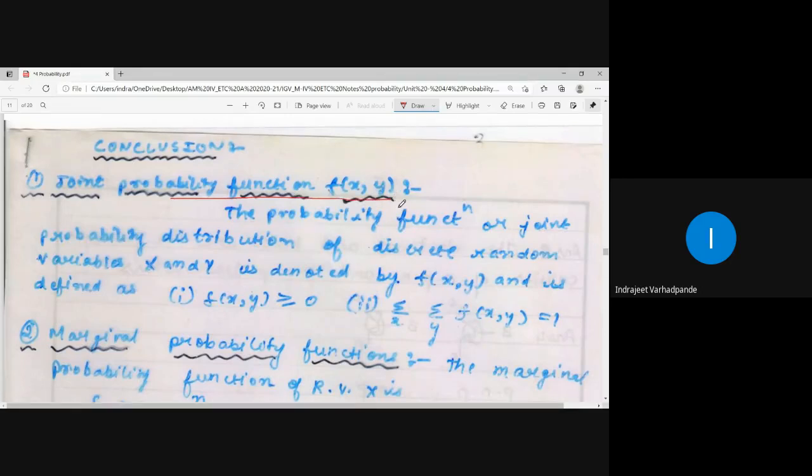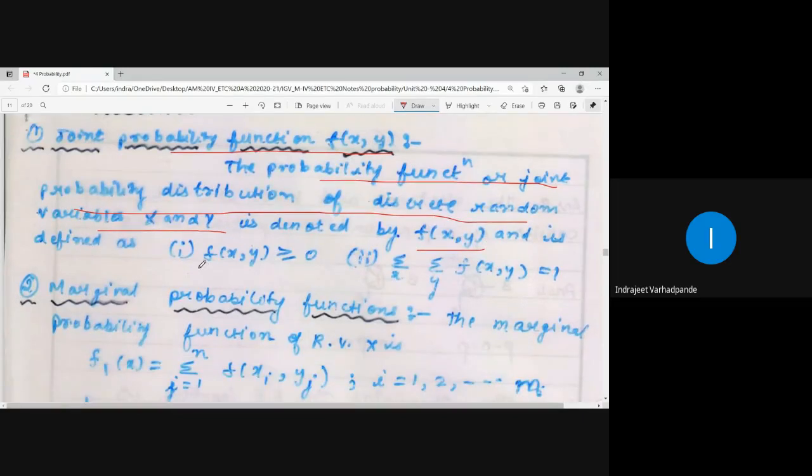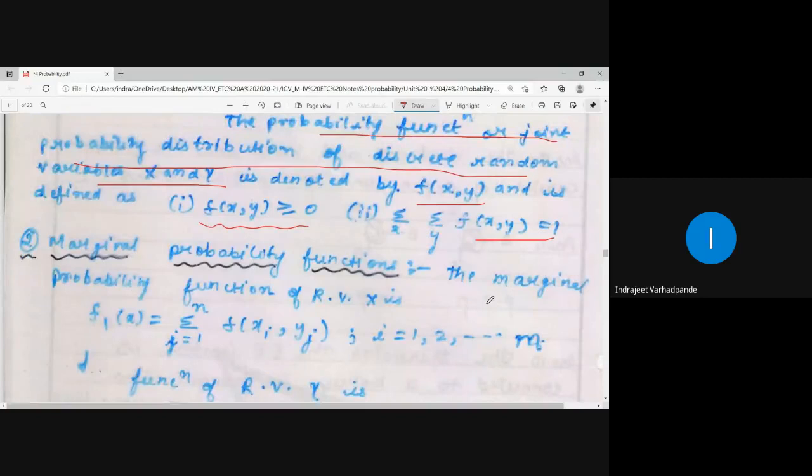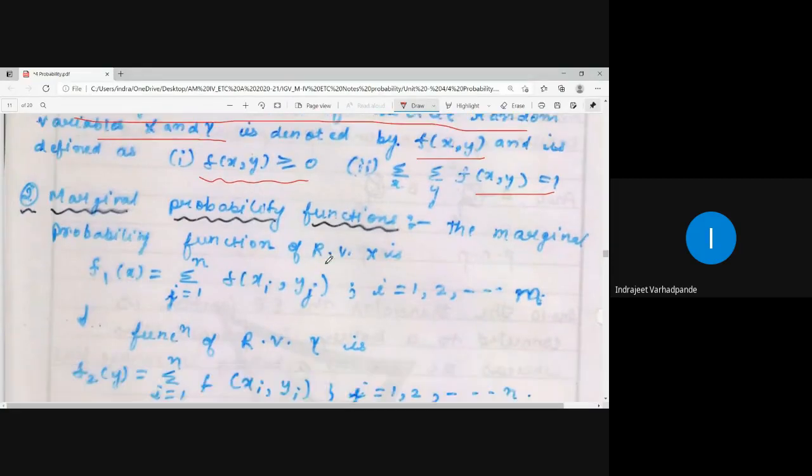In case of discrete, we just revise it so that it is easy for you to recall. The probability function or the joint probability distribution for discrete random variables x and y is f of xy, and the conditions are f of xy greater than or equal to 0, summation over x, summation over y, f of xy is equal to 1. The marginal probability function for random variable x is summation from j equal to 1 to n f of xi comma yj.